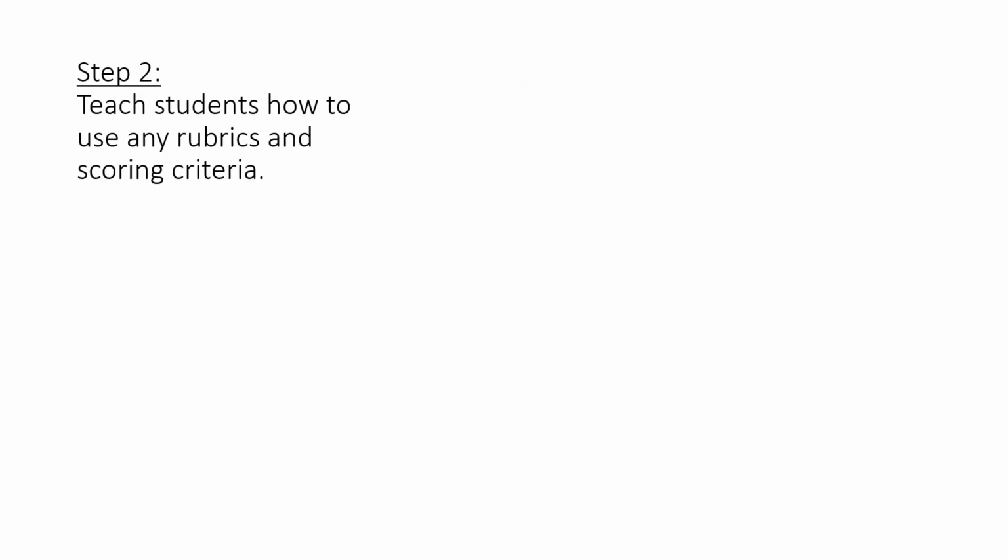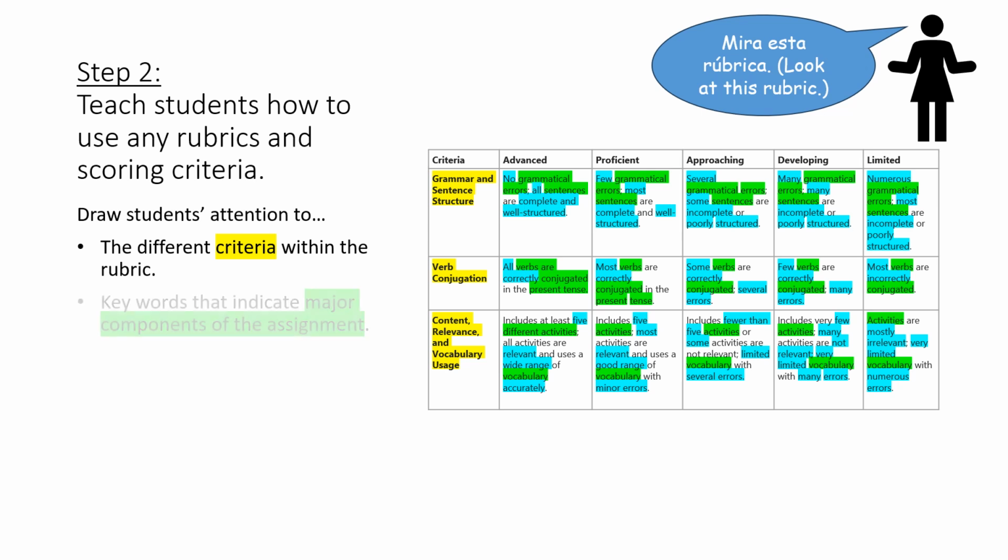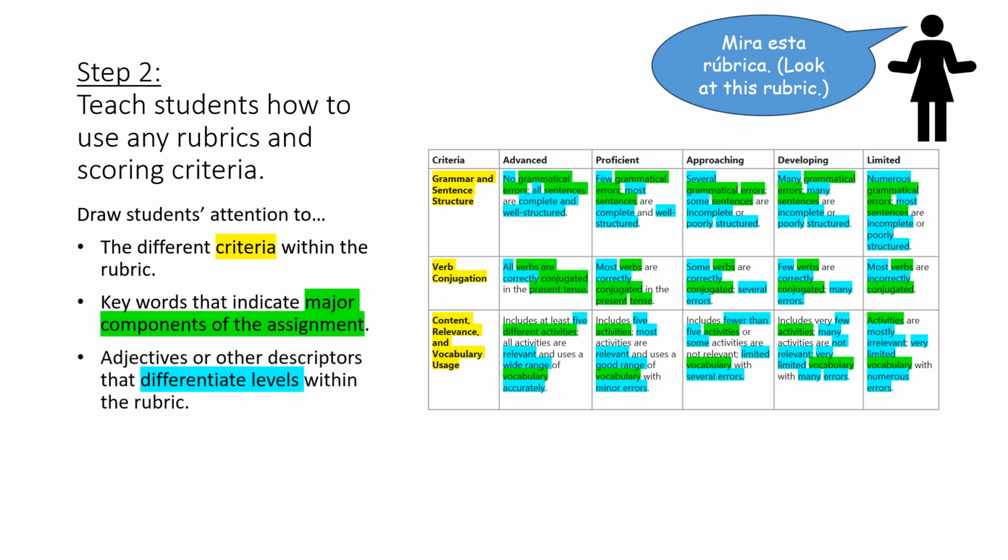The next step would be to teach students how to use any rubrics and scoring criteria associated with the assignment. The teacher here directs her students to look at the rubric and breaks the rubric down by criteria, major components of the assignment, and the language that differentiates the levels. In this case, she worked with her students to highlight each part of the rubric in a different color.